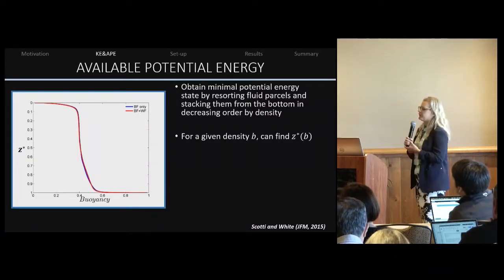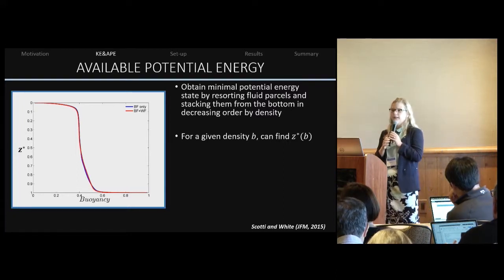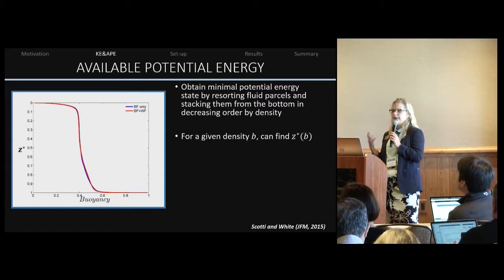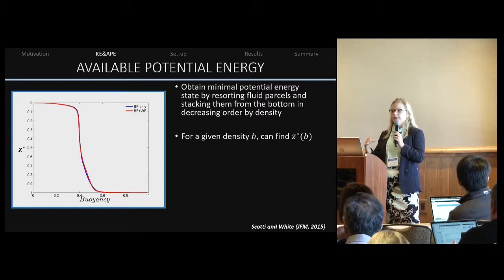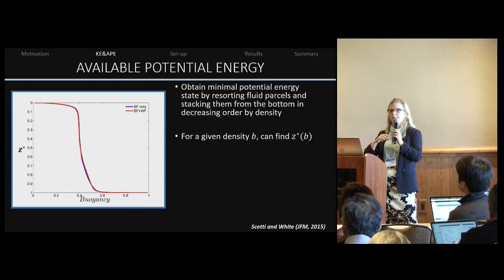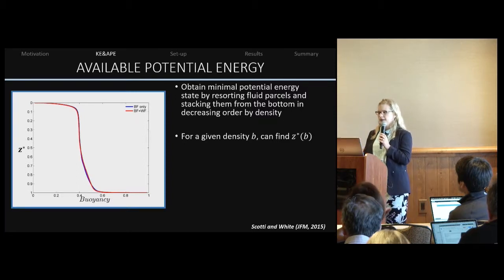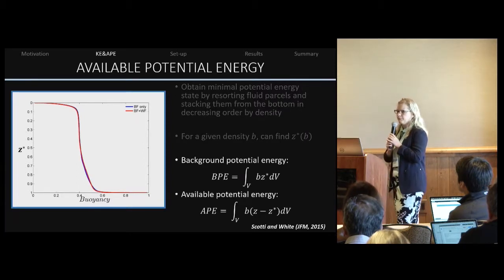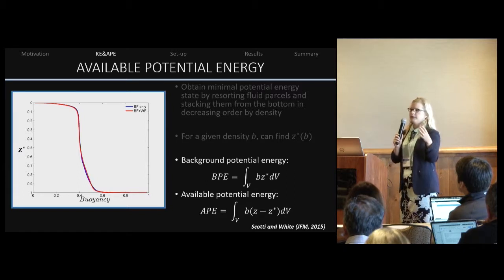And here's just a brief definition of what available potential energy is. We first obtain the minimal potential energy state by resorting all the fluid parcels in order of their density. So we stack them from the densest particles on the bottom to the lightest particles at the top. And for a given density class b, we can find this parameter z star of b, so it's the height where it would be when the whole flow is resorted.